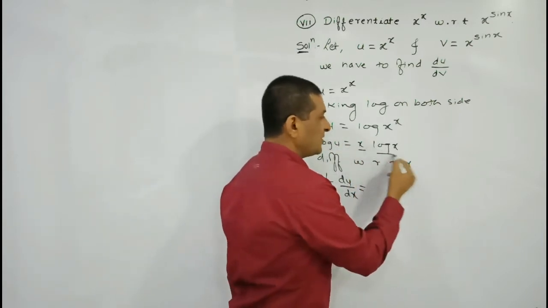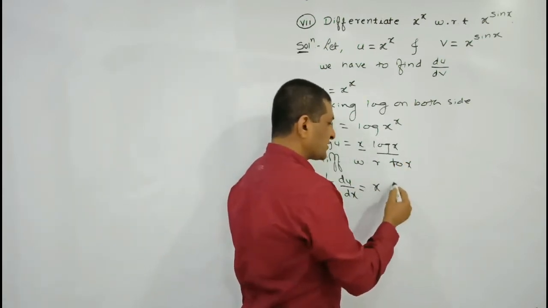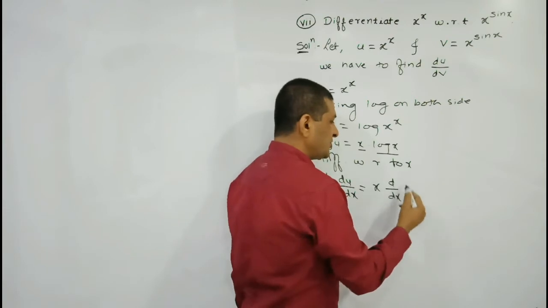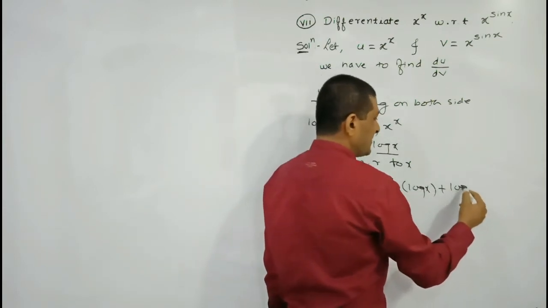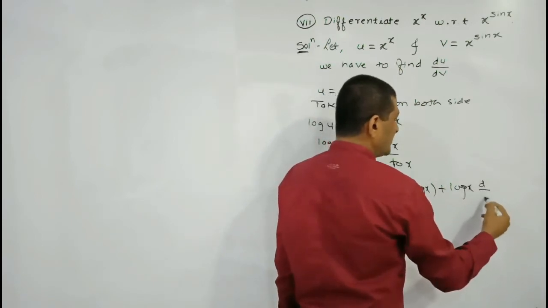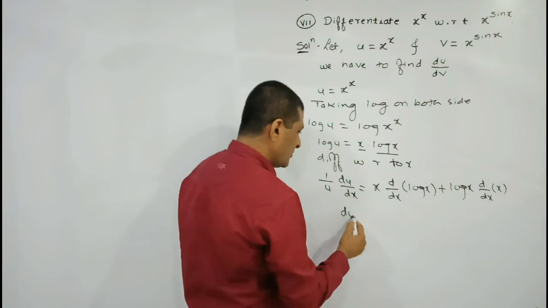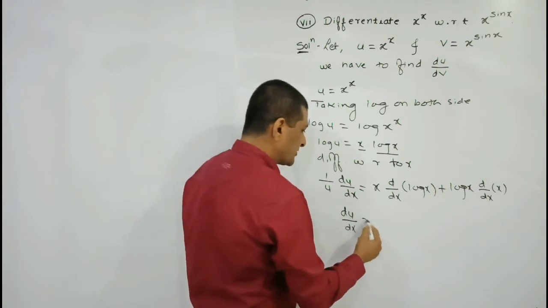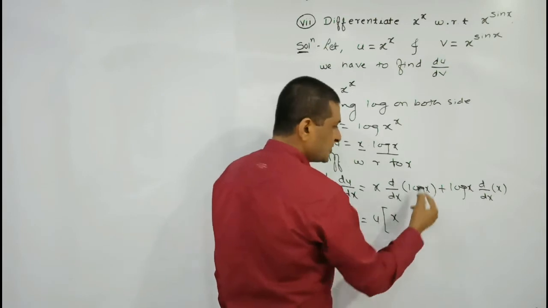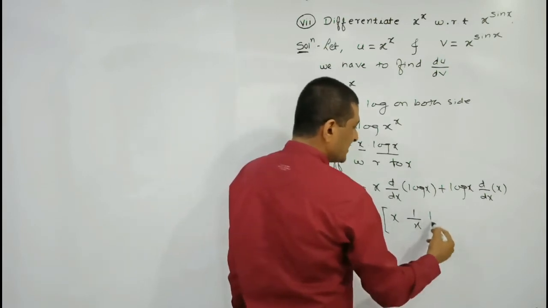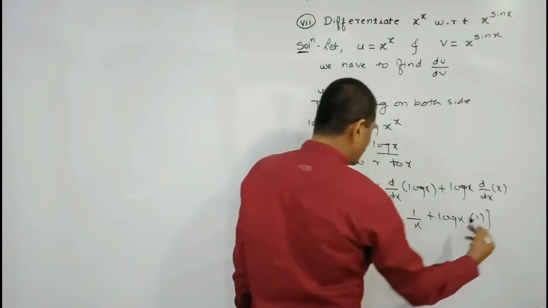On this side, to find the derivative, we have to apply the product rule. According to the product rule, first term as it is into the derivative of the second term. The second term is log x, so its derivative, plus the second term as it is, log x as it is, into the derivative of the first term. The first term means what? x. So du upon dx will be equal to u, which gets multiplied on this side. On this side, x, keep it as it is. What is the derivative of log x? 1 by x, plus log x as it is. What is the derivative of x? It will be equal to 1.